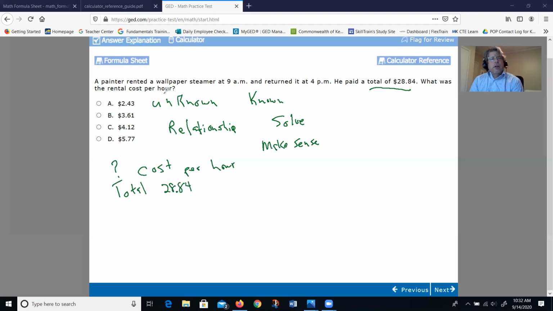Another thing that gave me is this time. The painter rented a wallpaper steamer from 9 a.m. to 4 p.m. So that information gives us how long they actually rented it for. If it went from 9 a.m. to 4 p.m., that would be like 10, 11, 12, 1, 2, 3, 4. So another thing we know is it's rented for 7 hours.